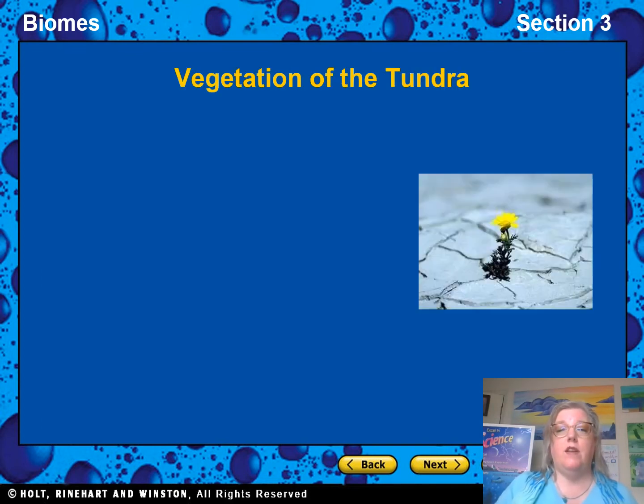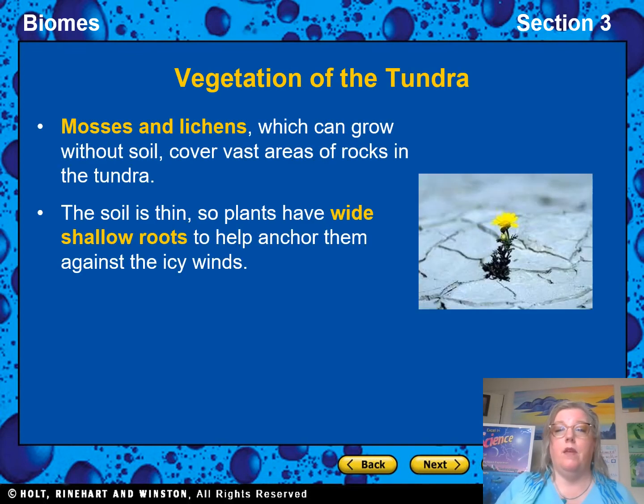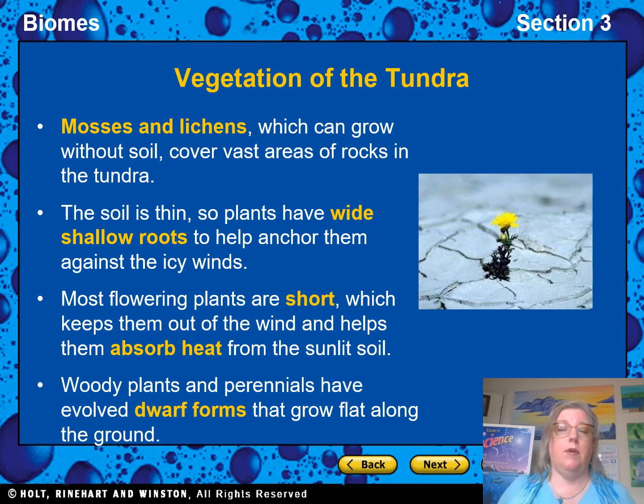Okay, vegetation of the tundra. What plants can live here? Okay, mosses and lichens are the primary plants. They can grow without soil. Do you remember when we learned about mosses? Lichens is the one that is a combined species of a fungus and an algae. You remember how lichens are two species that live together? Because the soil is frozen most of the time, the lichens are a good bet because they don't have to dig down into the soil.